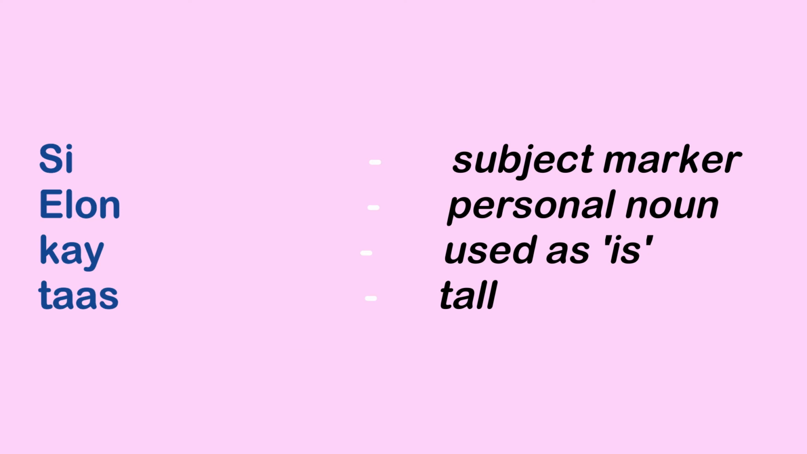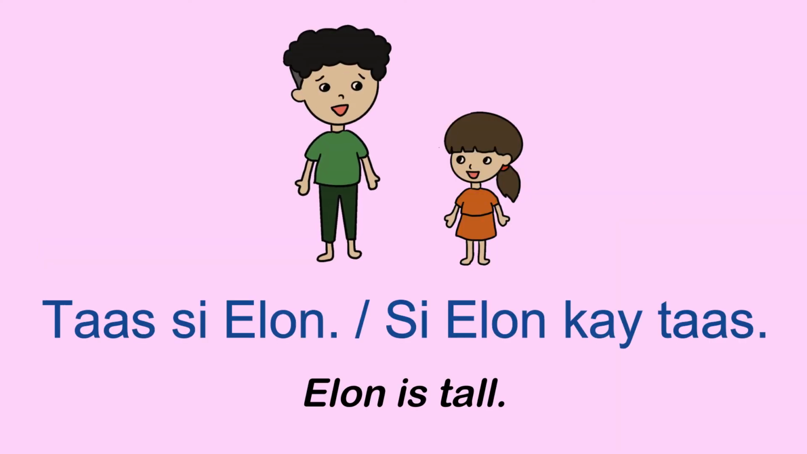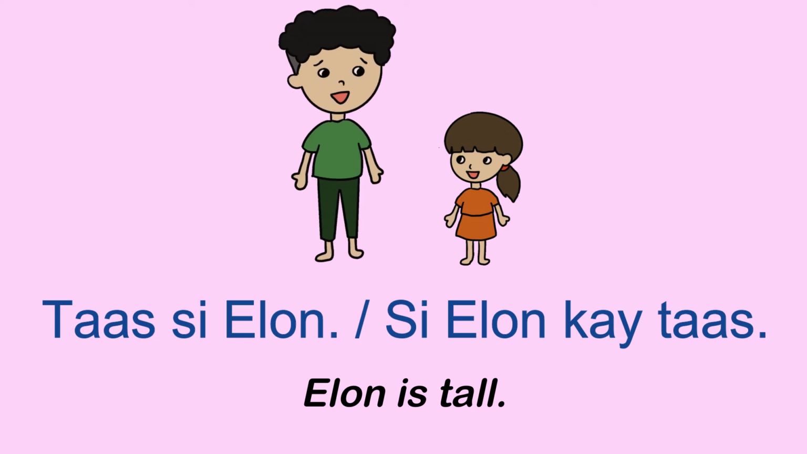Si is our subject marker for a personal noun, Ilon. Kay obviously is used as is, and taas is tall. Another way of saying this is to start with an adjective. So we have taas si Ilon. Ilon is tall. Si Ilon kay taas or taas si Ilon.